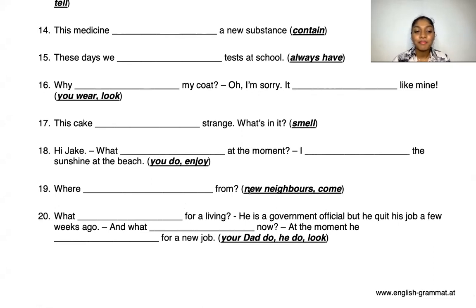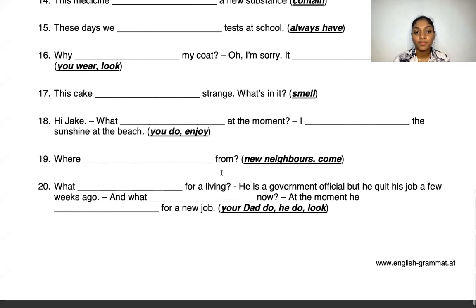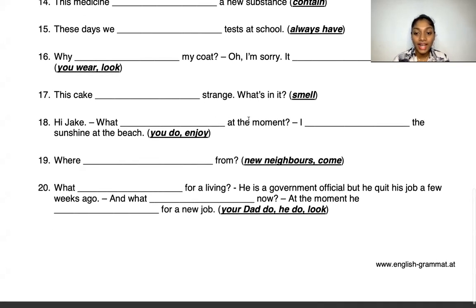Very good. Number 18. Hi Jake. What? මෙතනත් at the moment කියලා තියෙනවා. එතකොට අපිට ලේසි උත්තරේ හොයන්න. What are you doing at the moment? I am enjoying the sunshine at the beach. So question and answer should always be in the same tense in this scenario.